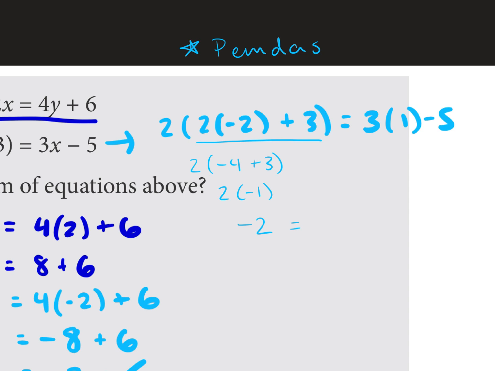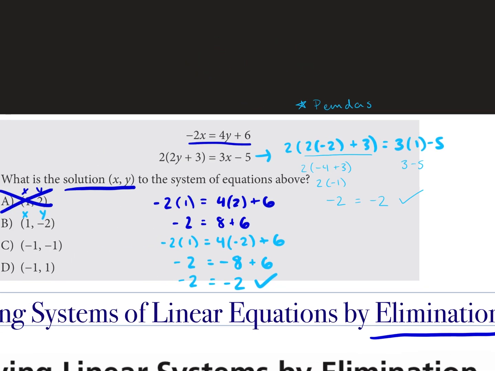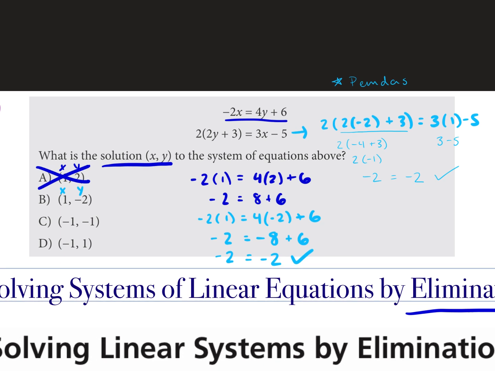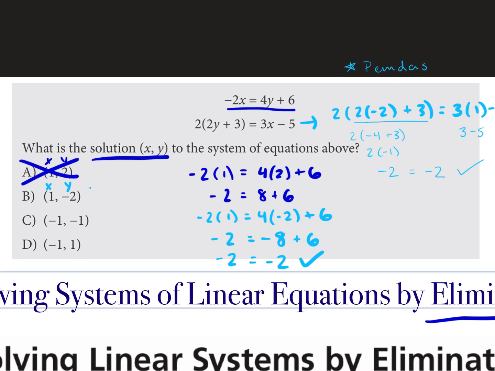Now let's see if it makes sense on the right side too. What would I do first, the multiplication or the subtraction? Multiplication. So this is 3 minus 5. And what's 3 minus 5? Negative 2. Does negative 2 equal negative 2? Yes. So does it make sense in both equations? So what do you think our answer is? B. So if it gives you answers, just plug them in and see what works.